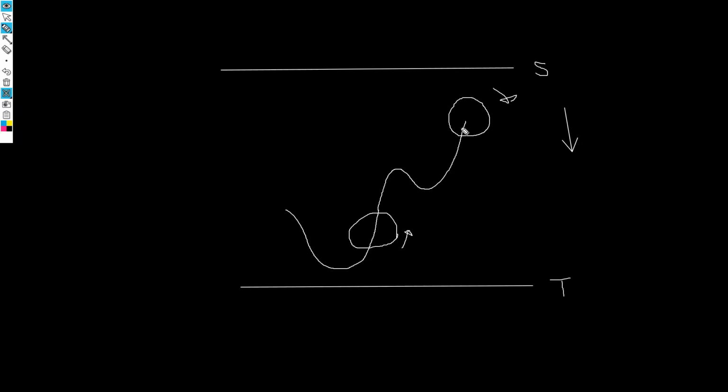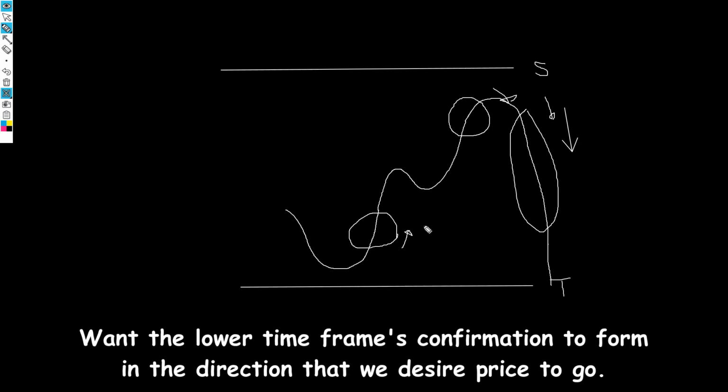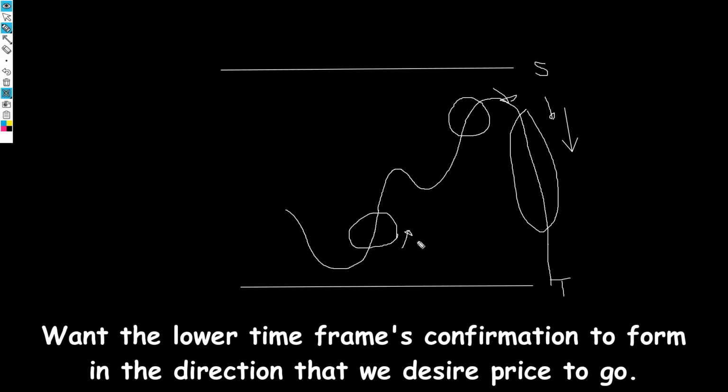Okay, so let's say we get that lower confirmation, price starts coming down and getting close to that target level. And in all these areas right here, what we want to see is consistent short-term confirmation of short strength all the way down to the target. Okay, so at a basic level, we want the lower time frames confirmation to form in the direction that we desire price to go. Okay, so let's go on to the remainder of that paragraph.